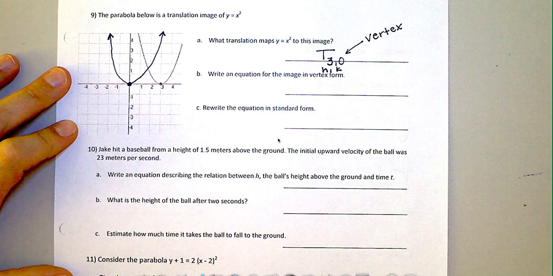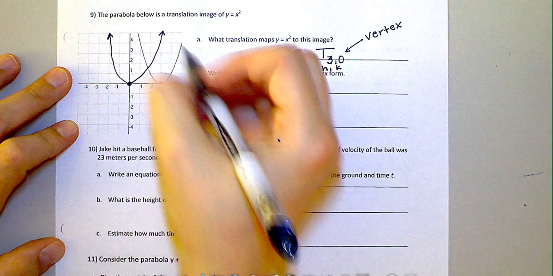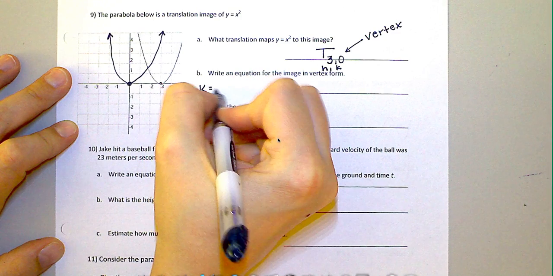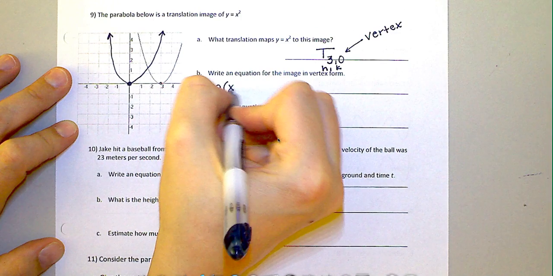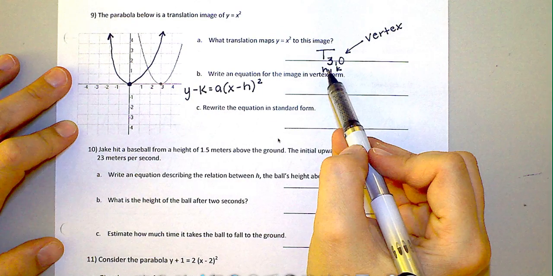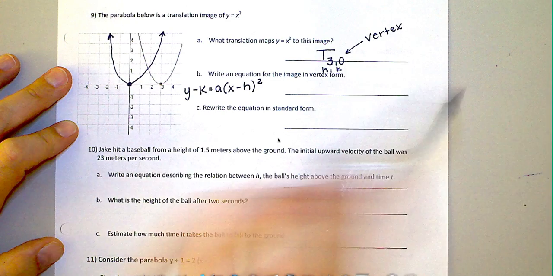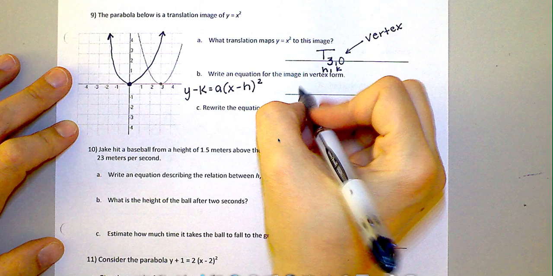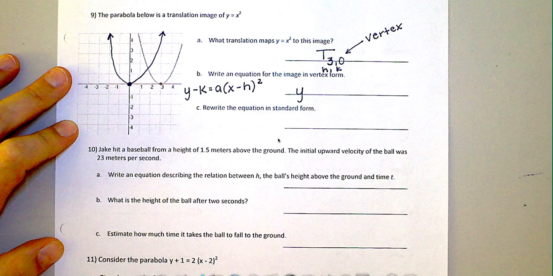So if I want to write an equation in vertex form, and remember vertex form looks like this, y minus k equals a times x minus h squared. All I have to do is plug in my h and my k, and then we'll talk about the a value in just a minute as well. So y minus k, that would really be y minus 0. And if it's minus 0, you don't have to include it, okay, because anything minus 0 is just itself.